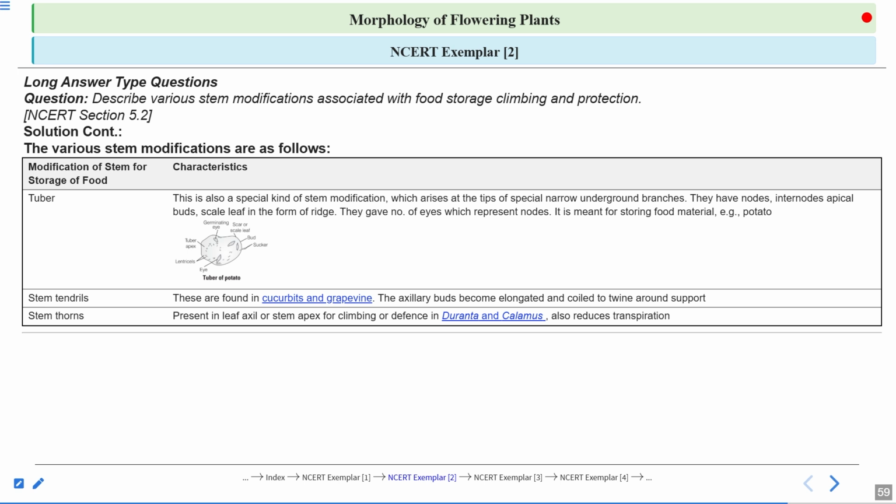Another, stem thorns, present in the leaf axil or the stem apex for climbing or defense, in the case of Duranta and Calamus. And they reduce the process of transpiration. They reduce the water loss. So these are some of the modifications, right?